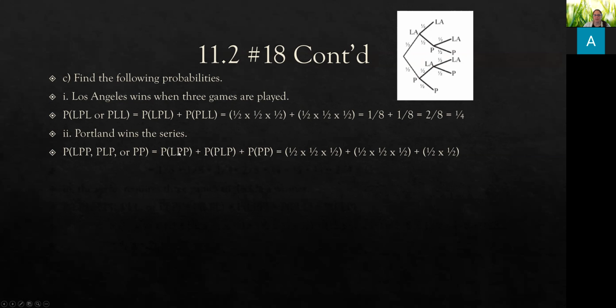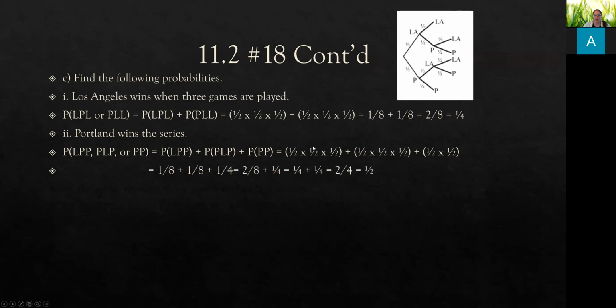So we do LA, Portland. That's 1/2 times 1/2. That's right here. And then we do Portland, LA, Portland. So that's 1/2 times 1/2 times 1/2. That's right here. And then the other possibility is that Portland wins and then Portland wins. So that's just 1/2 times 1/2.